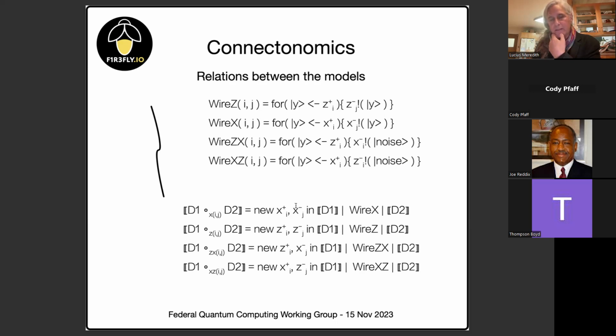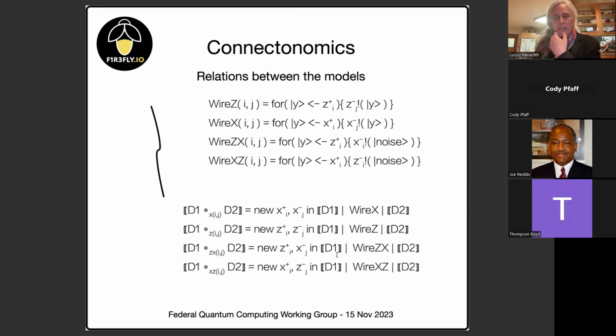So that's what this new is doing. It's saying this is a fresh channel and it's hiding the channel from the outside world, so something can't sneak in and listen on that channel. And then I would take the translation of D1, put it in parallel composition with wire X. So that would be this one, and this should be the IJ, right? And then the translation of D2.